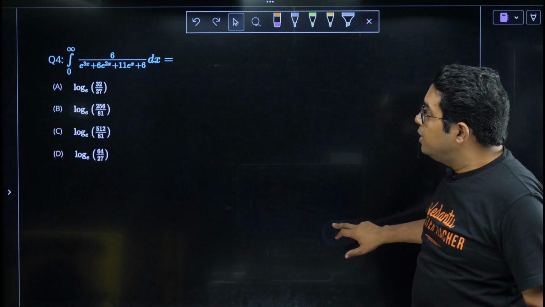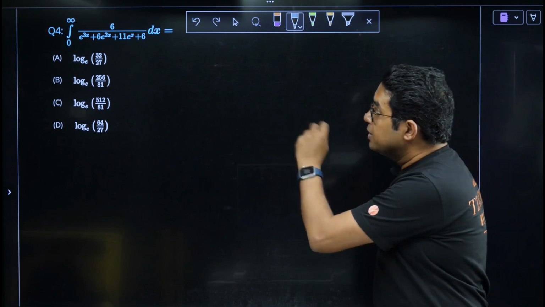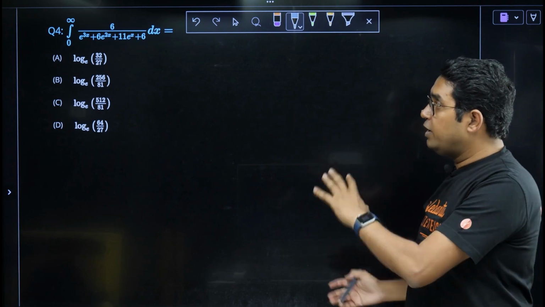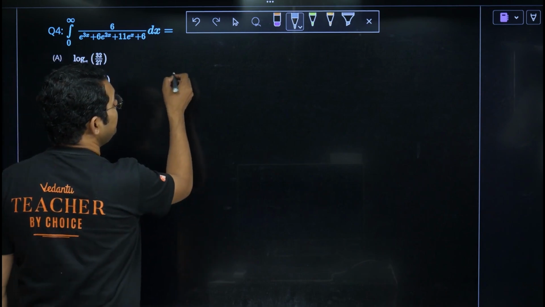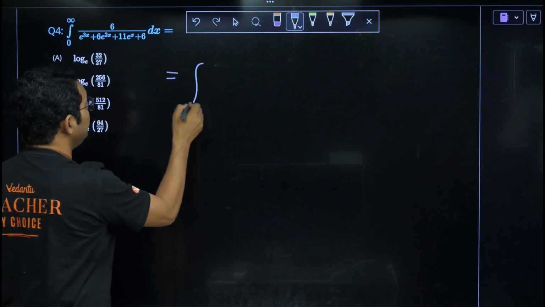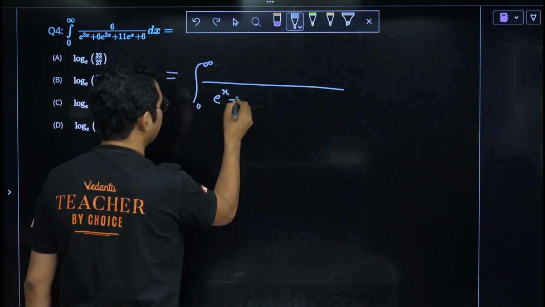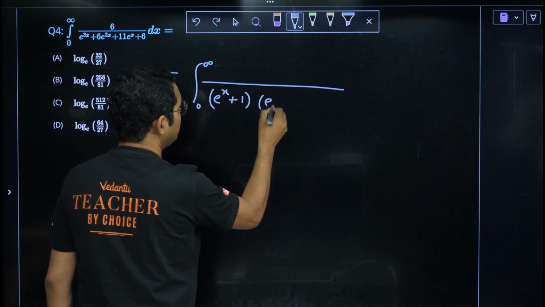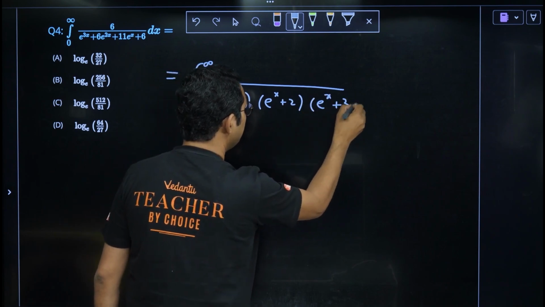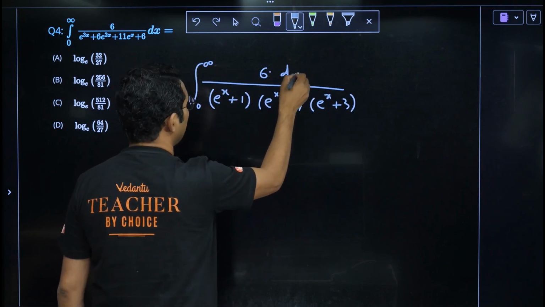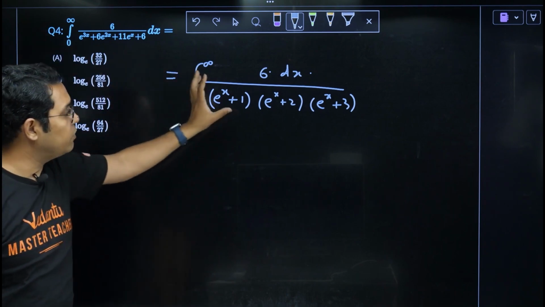Okay. Now coming to question number 4, it says 0 to infinity, this definite integration equals, we have to find this value. Now please see here, the expression written here is such that it can be written as factors like e raised to the power x plus 1, e raised to the power x plus 2, and e raised to the power x plus 3. It can be done after some observation or maybe use of the factor theorem. So these factors we can see, this expression equals these 3 factors.